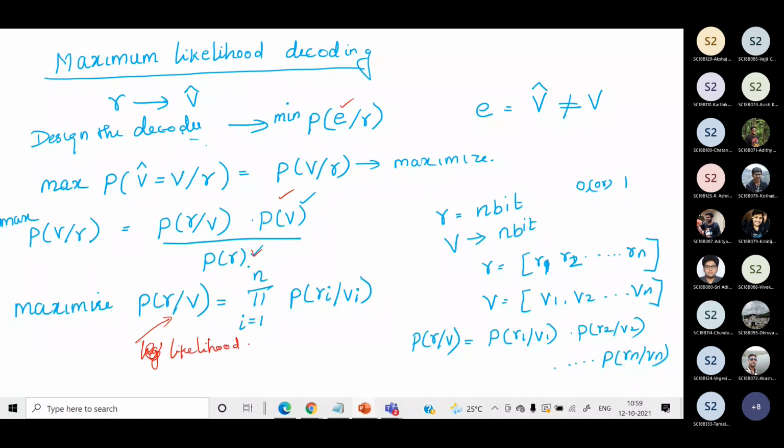This is called the likelihood probability. Likelihood probability is nothing but our channel probability. So R has n bits, V has n bits. Each bit in that code vector is independent of the others. So we can take it as the product of the probability of each Ri given Vi.